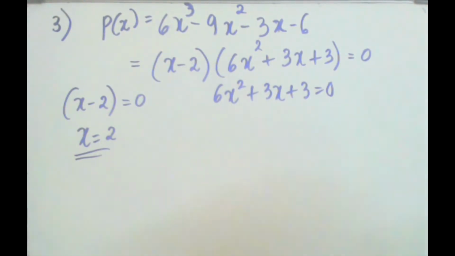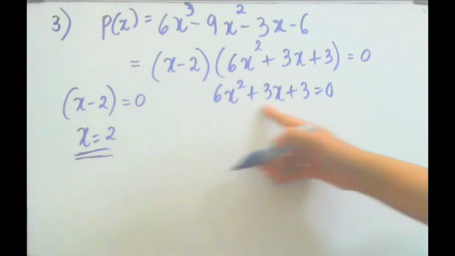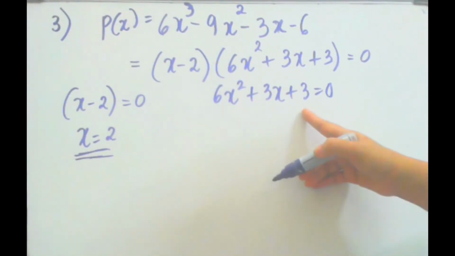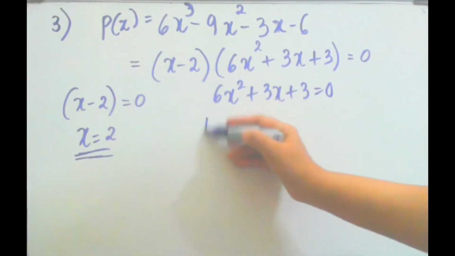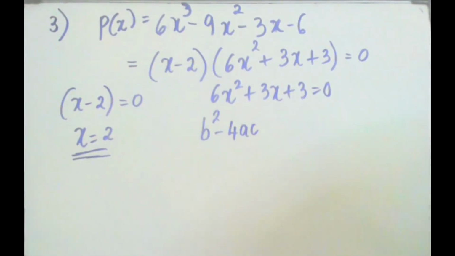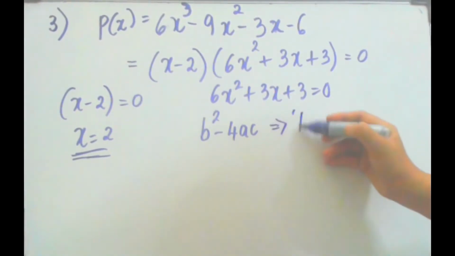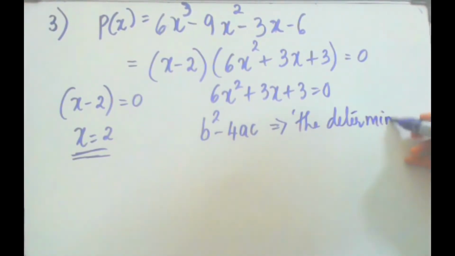Now we have to show that it has only one real solution. That means the real solution is only x equal to 2. This should not be giving us any real solutions. It should be giving us imaginary solutions. So we will test this first by calculating the b square minus 4ac, which is called the determinant, which decides what kind of roots a quadratic equation has.